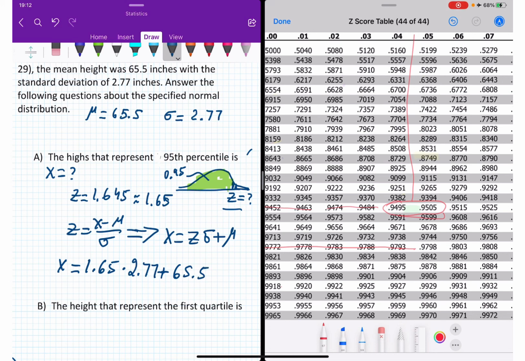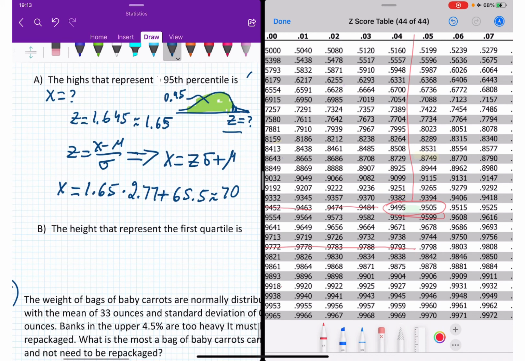Okay, and our answer is going to be, let me check, so 1.65 times 2.77 and plus 65.5, and we are getting 70.07, which is approximately going to be equal 70. Okay. Question number B.